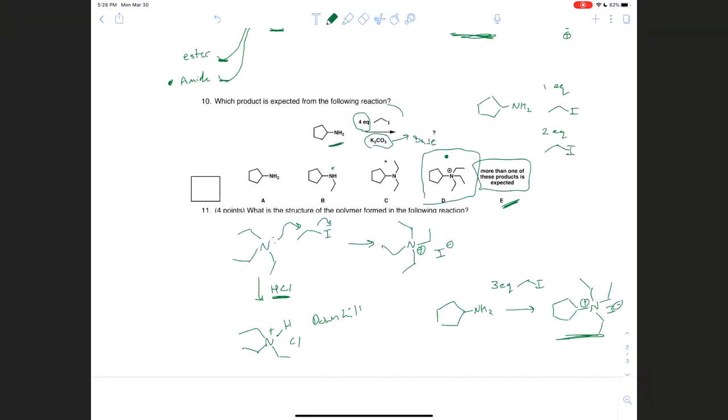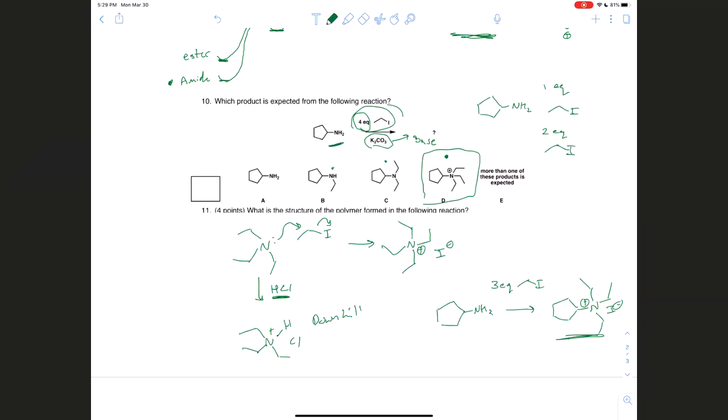Adding extra equivalents will just make reactions go faster. And just to make sure that people weren't trying to maybe overthink it and consider maybe there's a side reaction, maybe something else could go wrong, we did not agree that more than one product could form. And that's because we have a very large excess of the alkyl halide. So all the intermediates can continue to react.